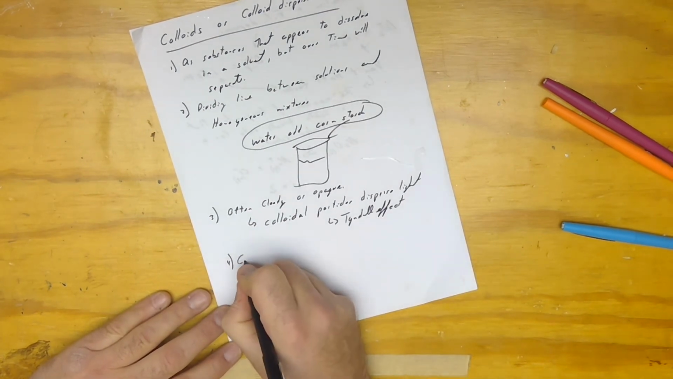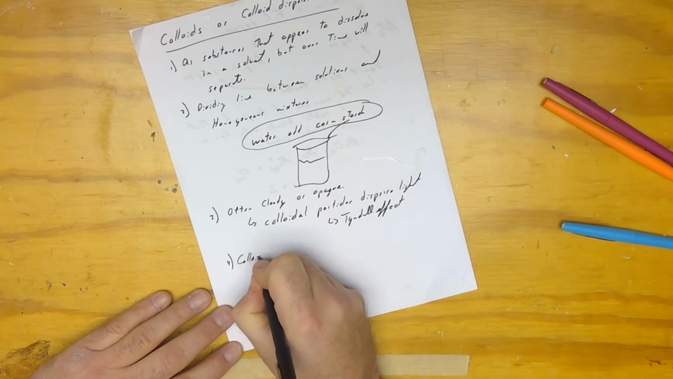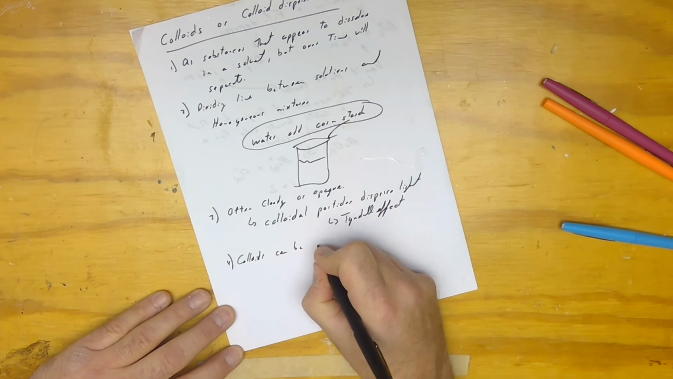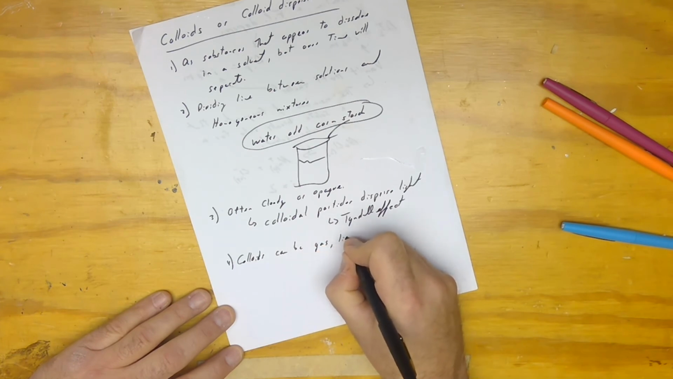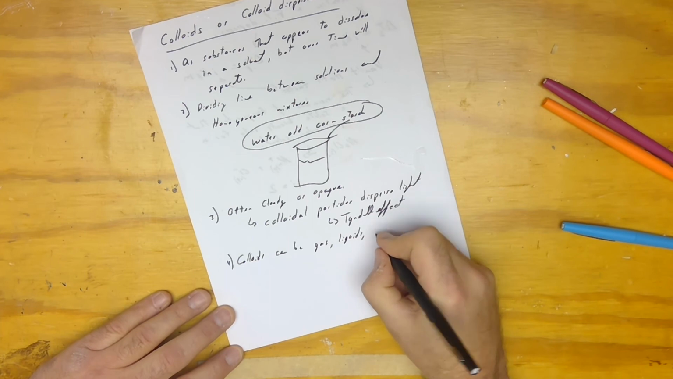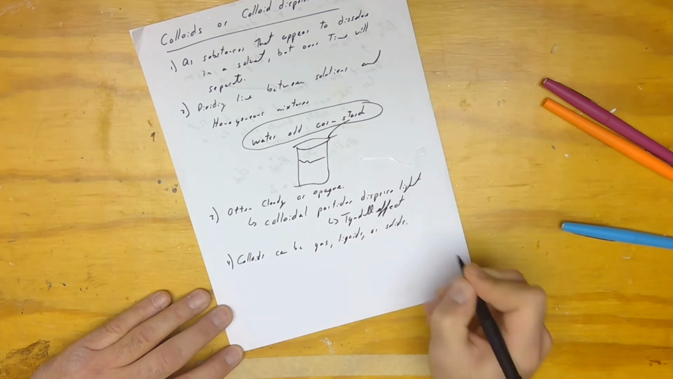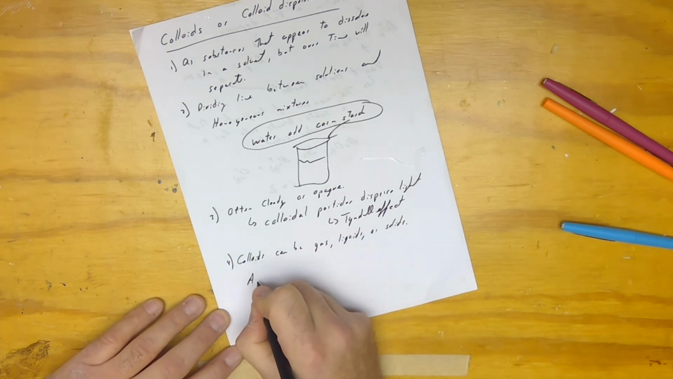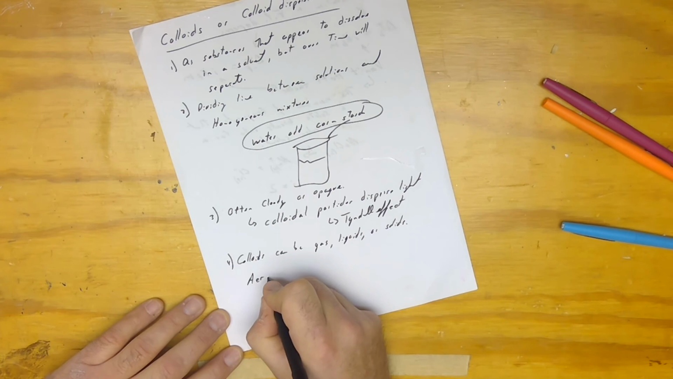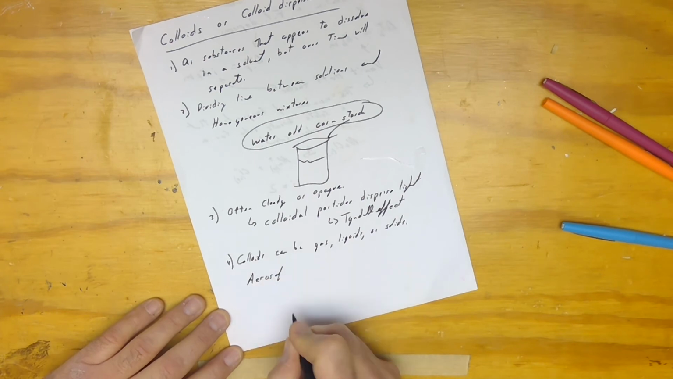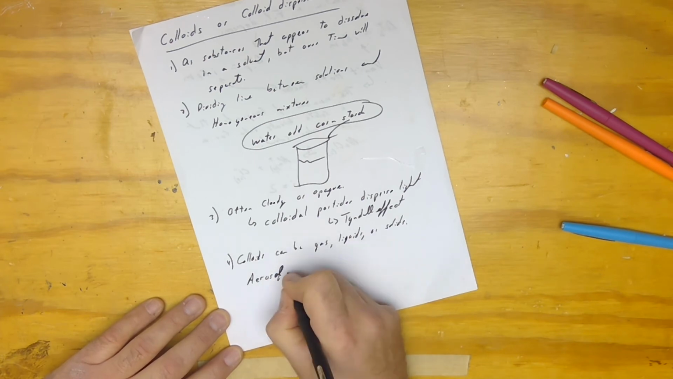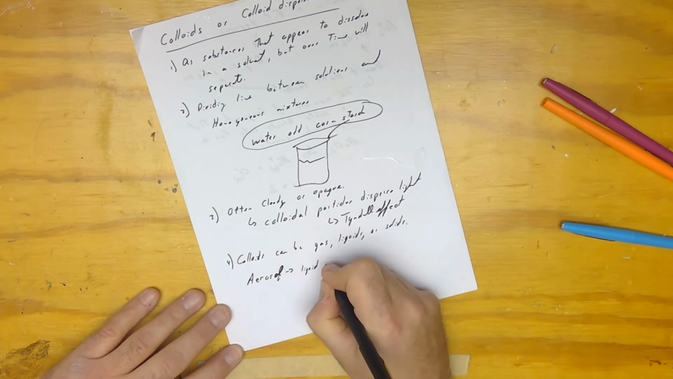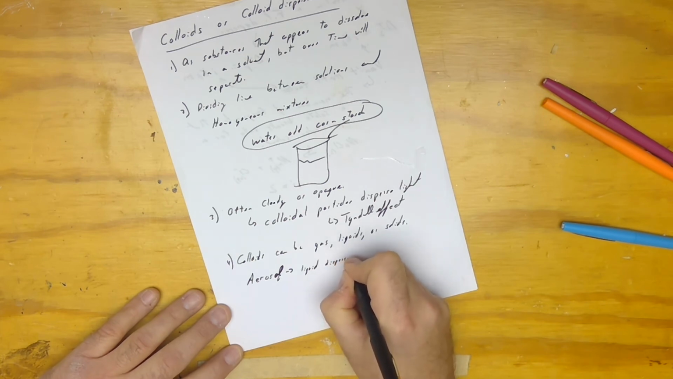Our colloids can be all 3 phases: gases, liquids, or solids. I just want to give you some examples. An aerosol. This is when a liquid is dispersed in a gas.